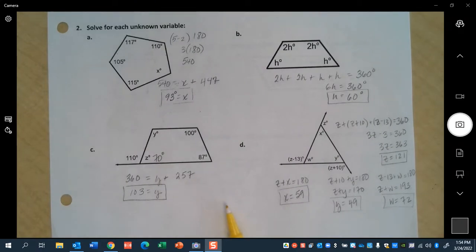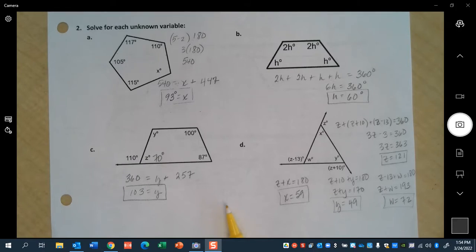I've got 540 degrees to divvy up. These 4 angles take up 447 of them. That gives me 93 left for my x. I've got 360 degrees to divvy up. And I can combine like terms and give h a value of 60 degrees.